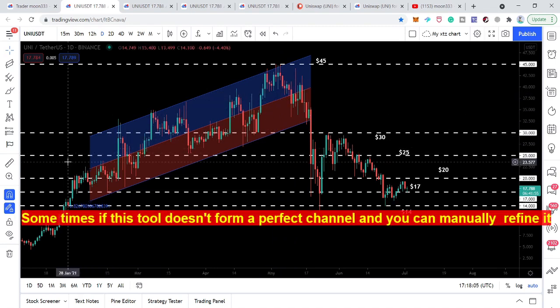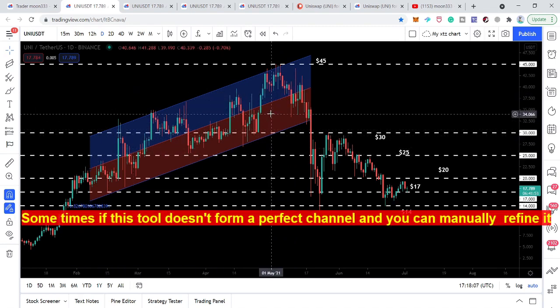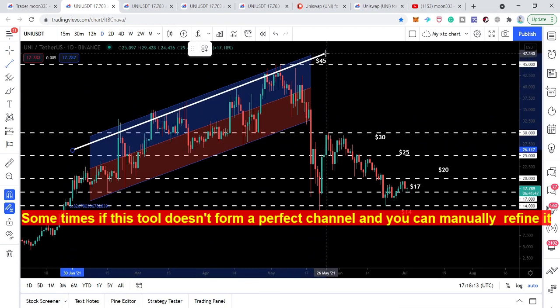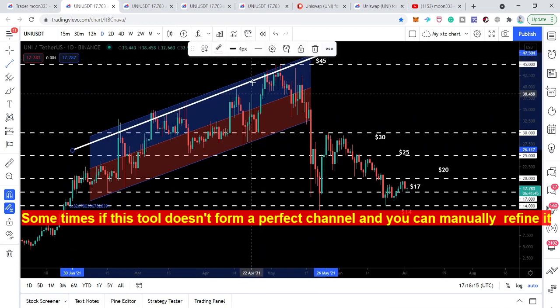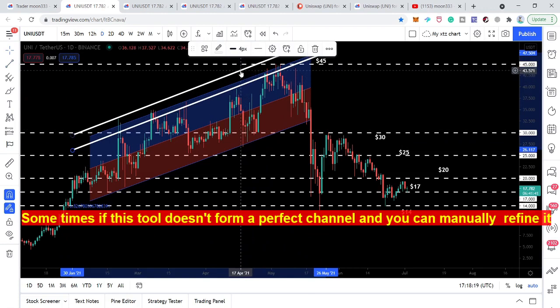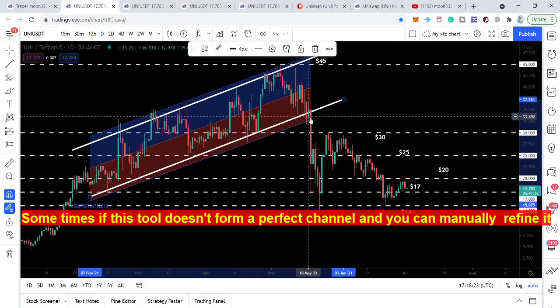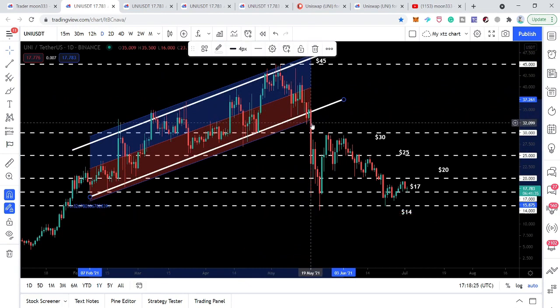Okay, you can see that it was moving very well between the resistance and the support of this up channel. Let me refine this channel more. You can see that this is the resistance of this up channel, and this is the support. And here the price action broke down this support. We had a very drastic drop, and you can see that the price action even moved at this last support at $14. We have this support.